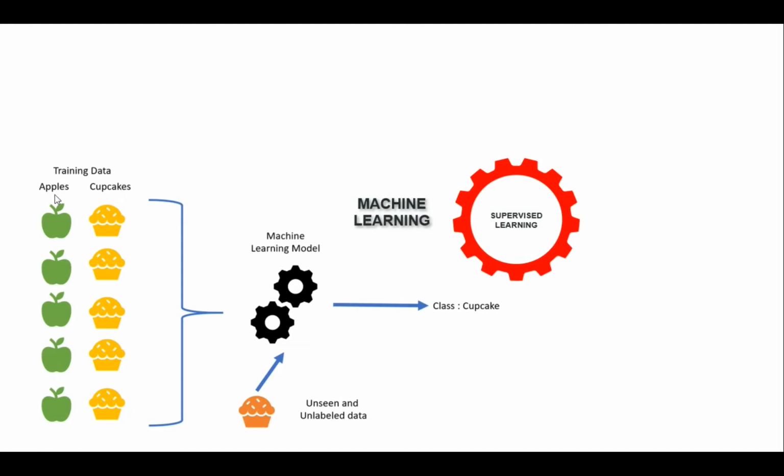So based on the labels which are mentioned, it will try to learn and build the model. Once it builds the model, whenever I give some new data which is unseen by this model, it will try to do the prediction, or it will try to do the forecasting for it. So this is one of the major abilities of supervised machine learning.